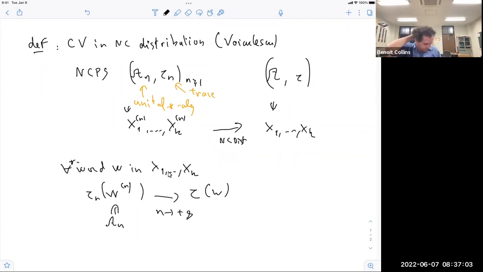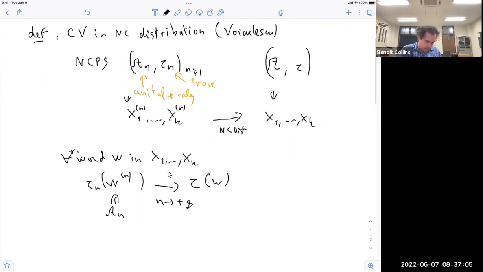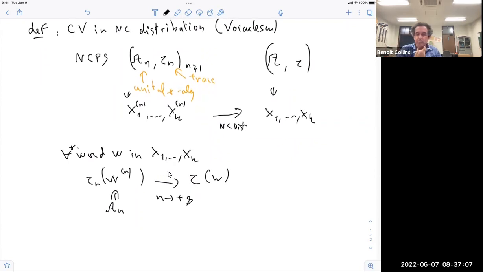This notion has been extremely important in free probability, of course, because many people starting with Voiculescu proved that if I take independent random variables, then they converge towards free variables.